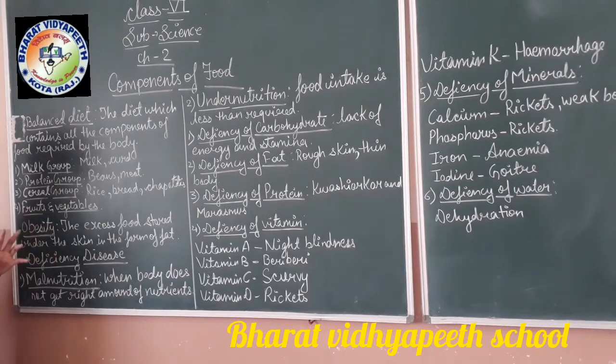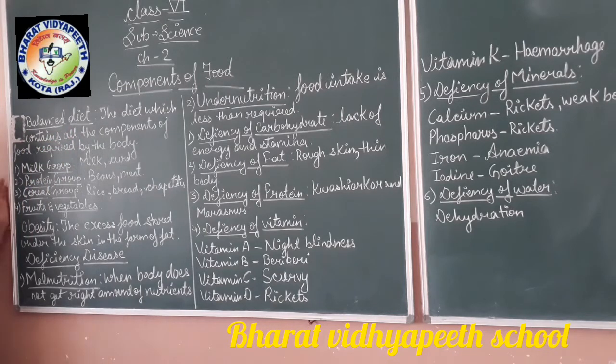These are the components of the food. When we take all these components in a proper amount in our diet, that diet is known as a balanced diet. Balanced means equalizing the things which we have to take, which we are taking as food. So this is the balanced diet.